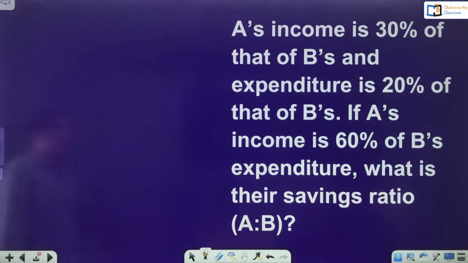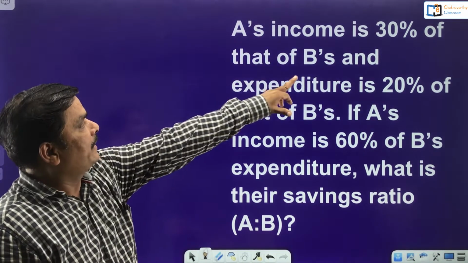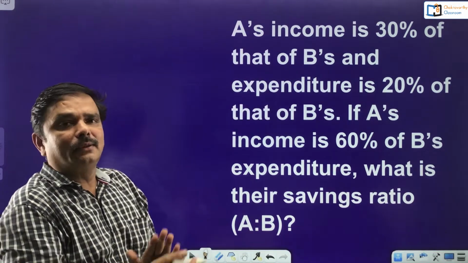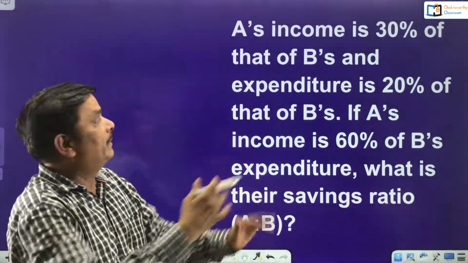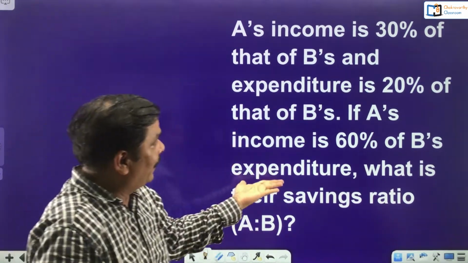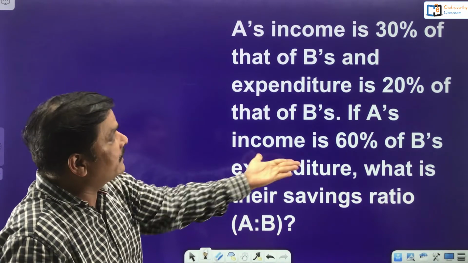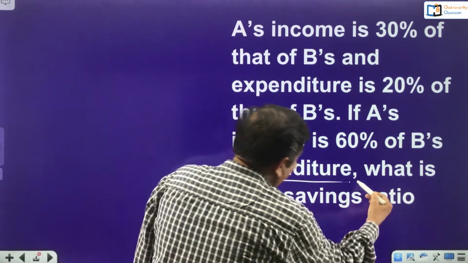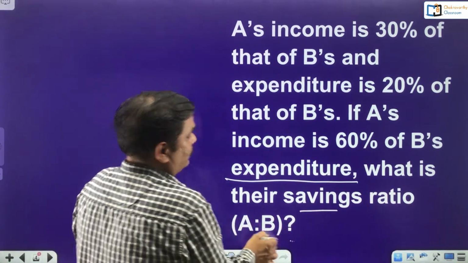Easily you can do the second one also. I hope by this time you might have done this one. What is this? A's income is 30% of that of B's. The comparison between A's and B's. Then A's expenditure is 20% of B's. Then if A's income is 60% of B's expenditure, what is their savings ratio?